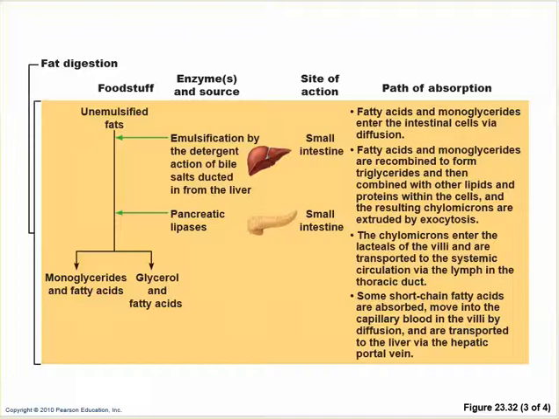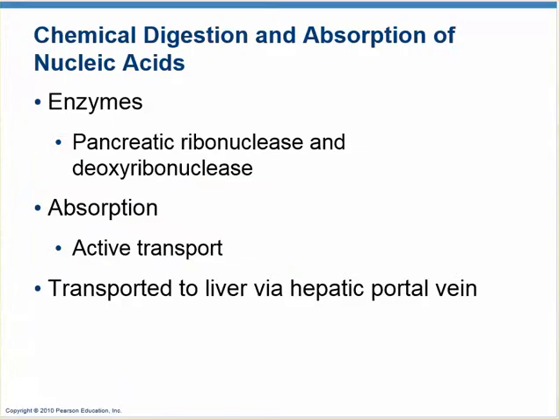So we're looking at unemulsified fats get emulsified, then they get broken down and then absorbed. Nucleic acids are hugely important. So the pancreas secretes ribonuclease that breaks down RNA, and deoxyribonuclease, which breaks down DNA. And there's RNA and DNA in everything that we eat because it's cellular in nature. It's absorbed via active transport, and then it's brought to the liver and processed there via the hepatic portal vein.